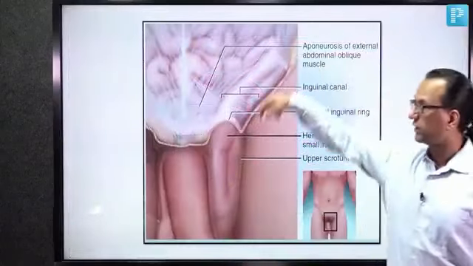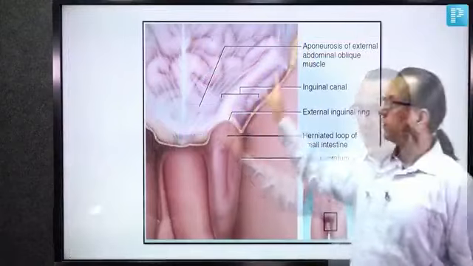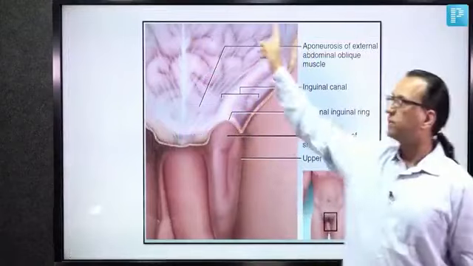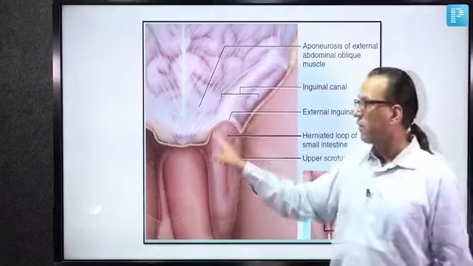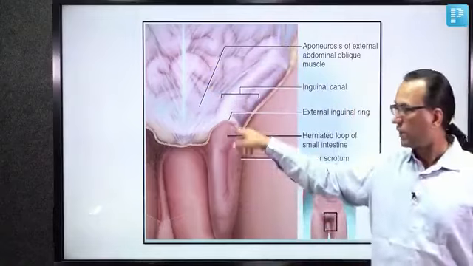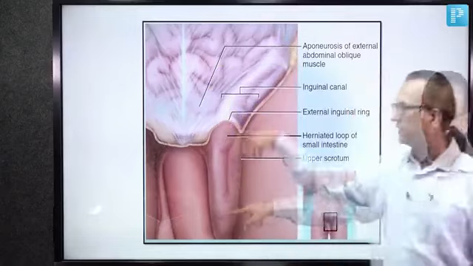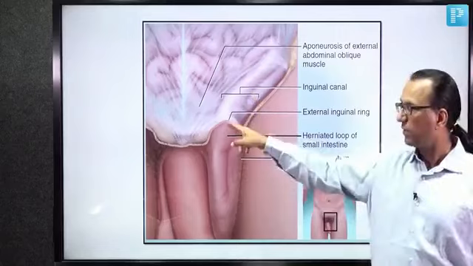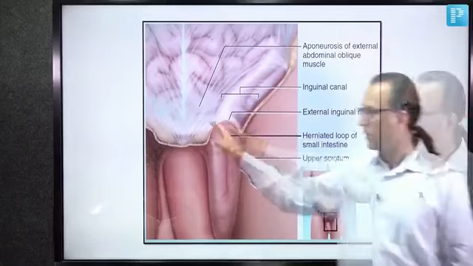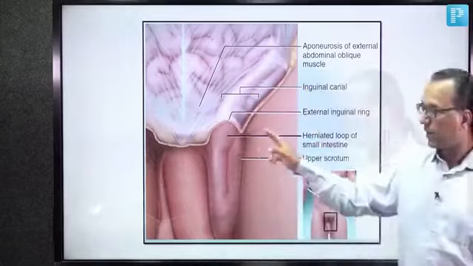Now here is a case of persisting processus vaginalis leading to indirect inguinal hernia. In that case, the intestine in the pelvis will enter the deep inguinal ring, inguinal canal, superficial inguinal ring, and then the scrotum, or the labia majora if it is a female. And these hernias are lying superior-medial to the pubic tubercle, as compared with the femoral hernia, which is lying inferior-lateral to the pubic tubercle. Let us compare the two now.